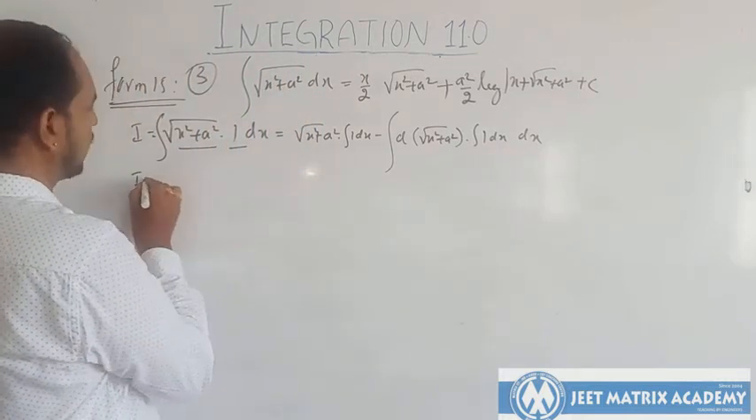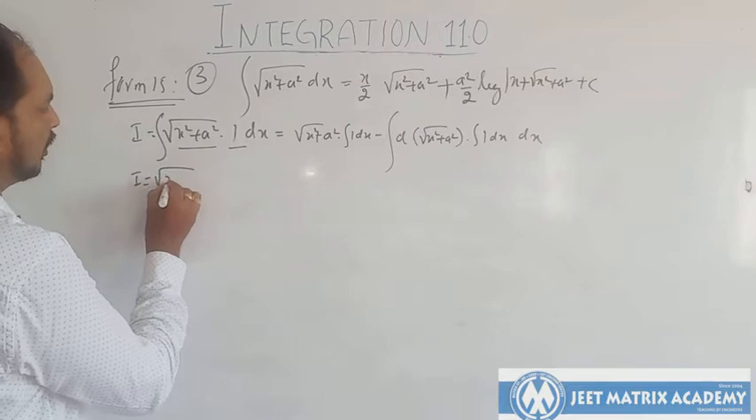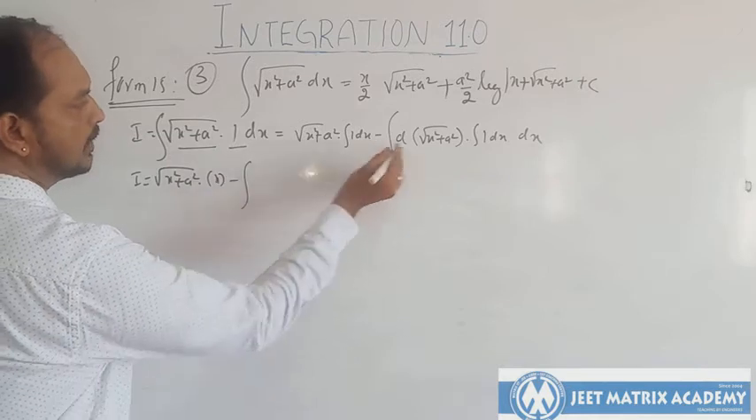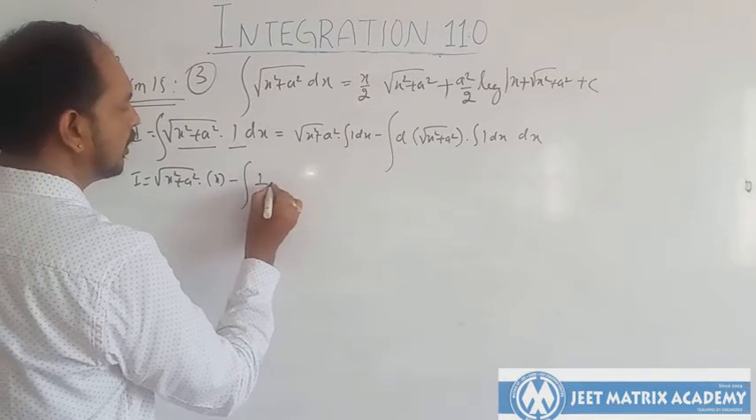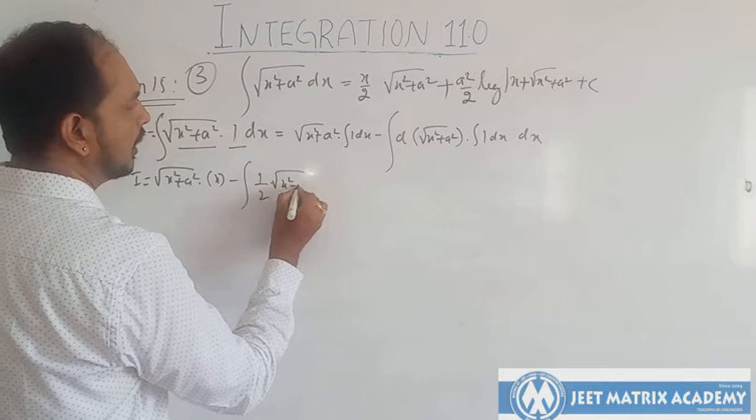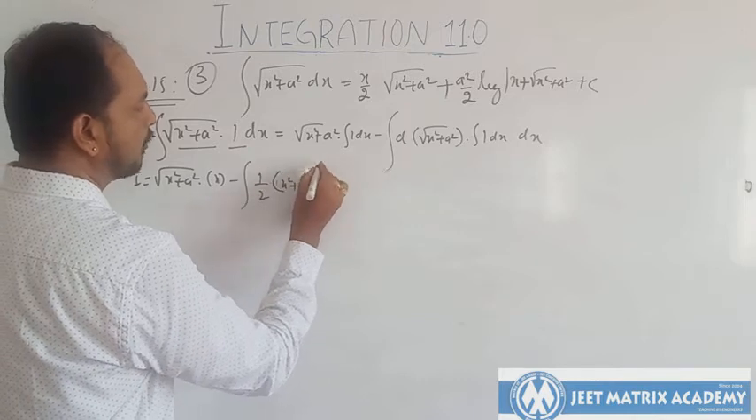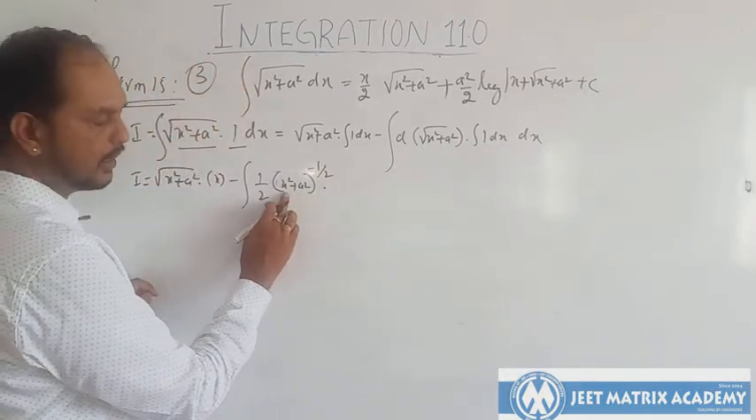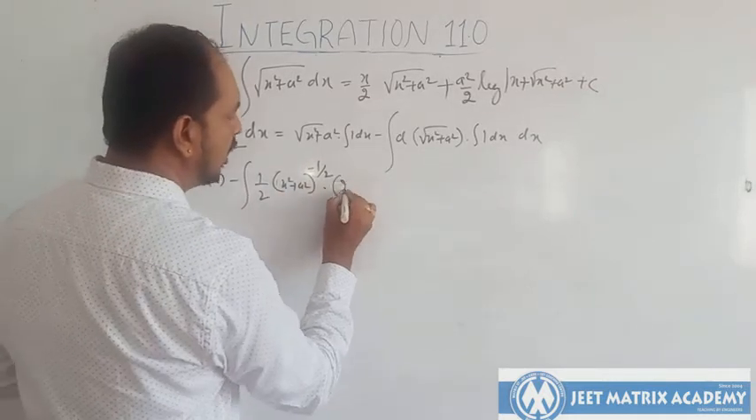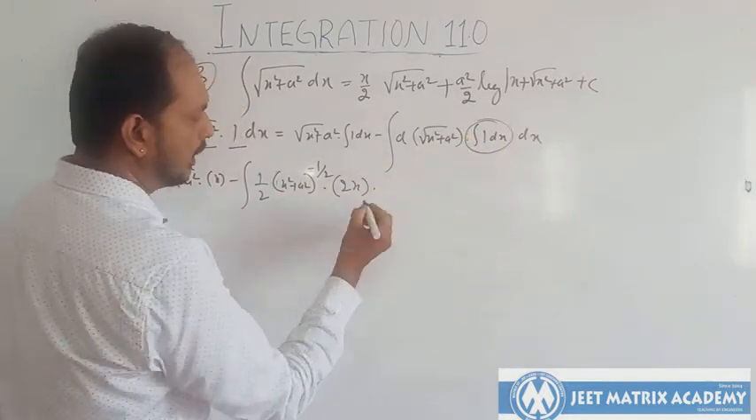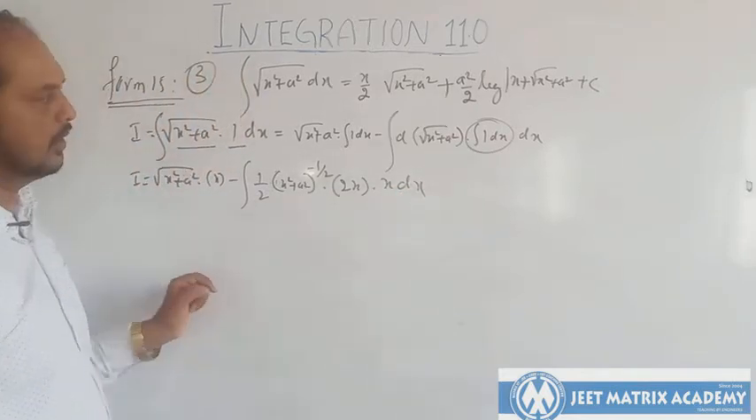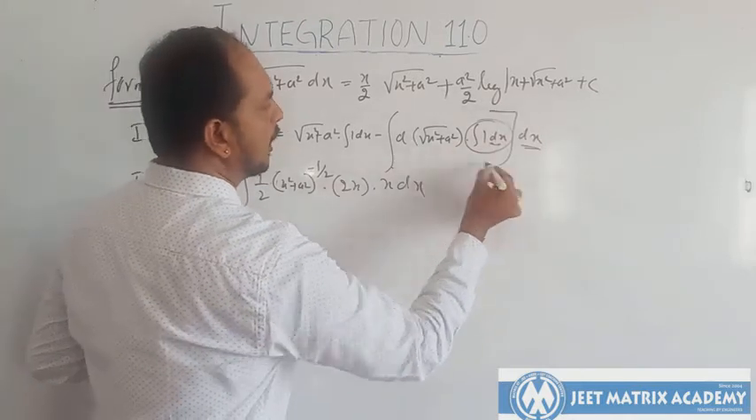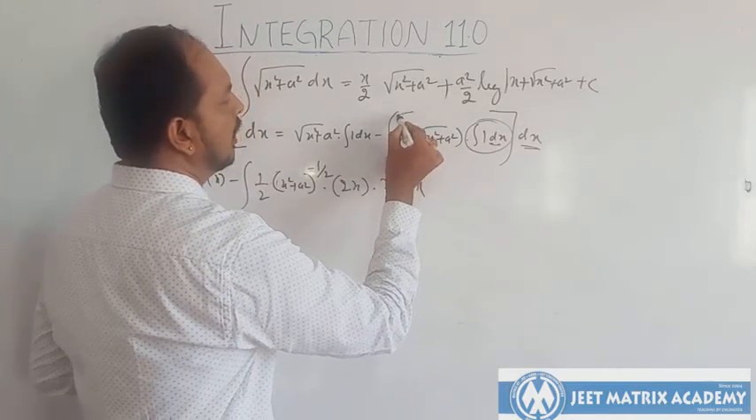Now simplify. I equal to root of x square plus a square times the integration of 1 dx, which is x, minus the differentiation of the first function. We will get 1 by 2 root of x square plus a square to the power minus 1 by 2, into the differentiation of the inner function, that is x square, that is 2x, into the integration of 1 dx, that is x dx. Don't confuse this dx with this dx. So better you put a bracket, so it will be clear.